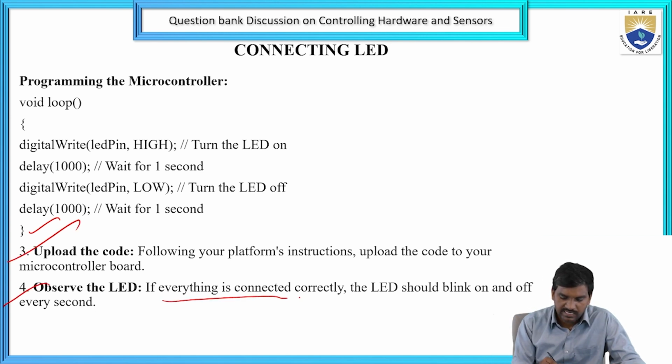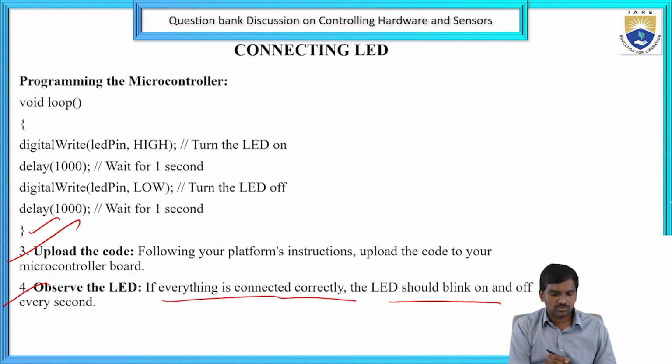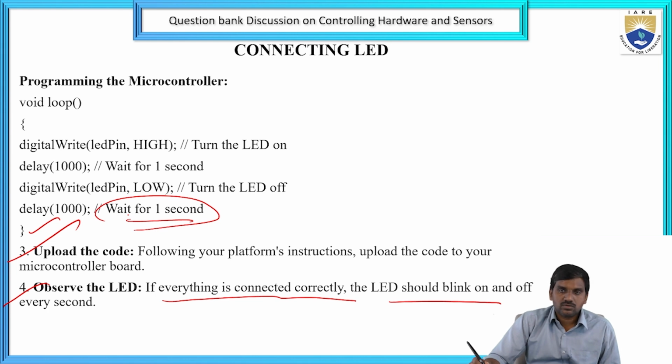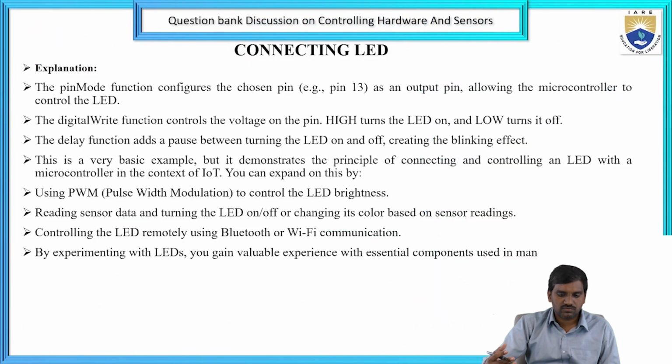If everything is connected correctly, the LED should blink on and off every second. We can give 1 second for the waiting, so the LED turns on or off every 1 second, just the LED blink on and off condition. So the explanation part we already know.